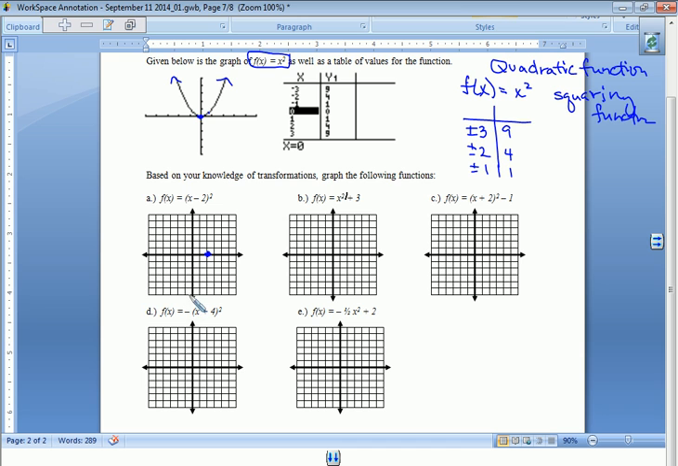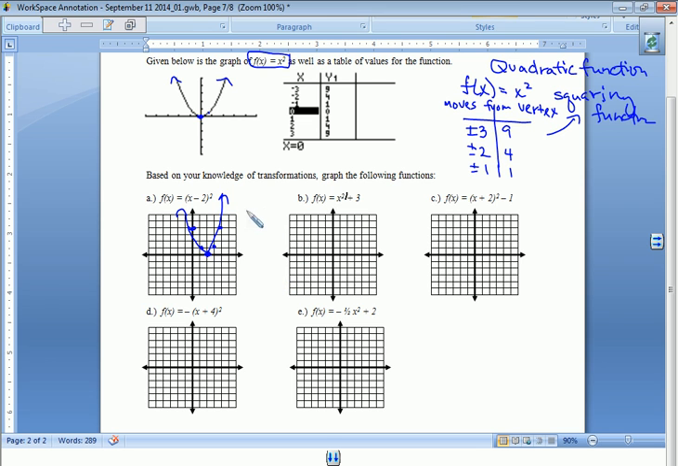Now, from the vertex, I want you to think about this in terms of moves from the vertex. And these moves are because this is a squaring function. If I went right 1, what's 1 squared? 1. Left 1, what's negative 1 squared? 1. Right 2, what's 2 squared? 4. Left 2, what's negative 2 squared? 4. And then I have my function. And all I did was shift the parent graph.